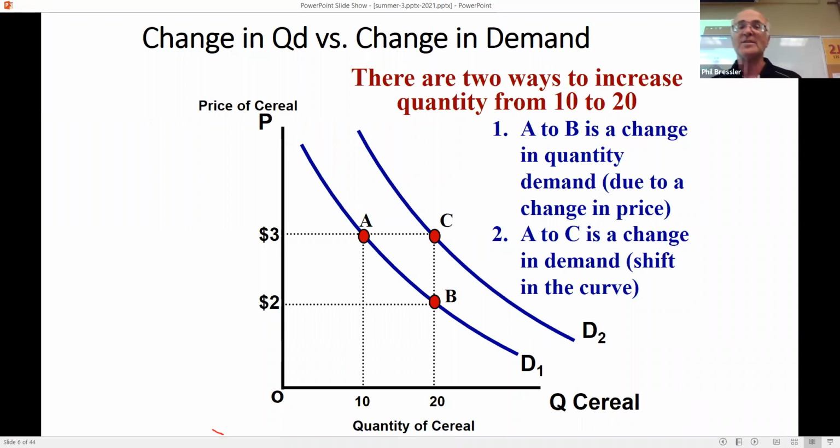A change in demand is a shift of the curve. And that means at every price on the curve, demand has either increased or decreased, depending on whether you shift the curve right or left. In this example, on every spot of the curve at D2, you're demanding more than you did at D1.